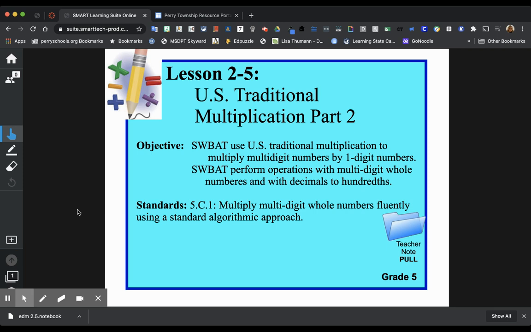Welcome back. We are ready for lesson 2.5, U.S. Traditional Multiplication, Part 2. We will be able to use U.S. traditional multiplication to multiply multi-digit numbers by one-digit numbers. We will also be able to perform operations with multi-digit whole numbers and with decimals to the hundredths.